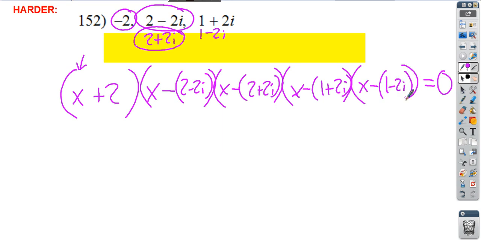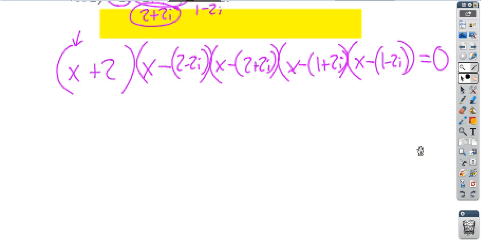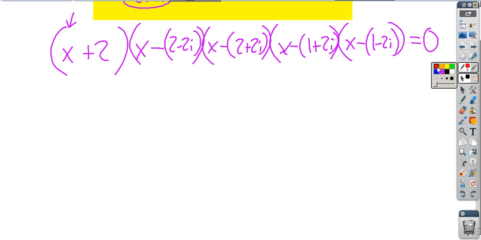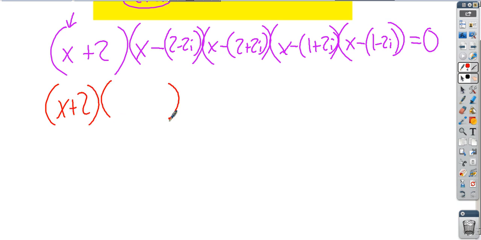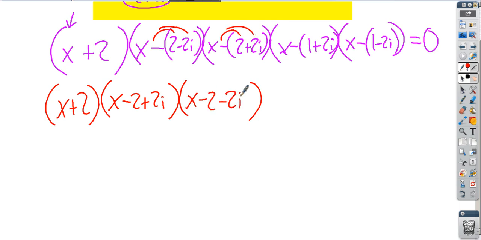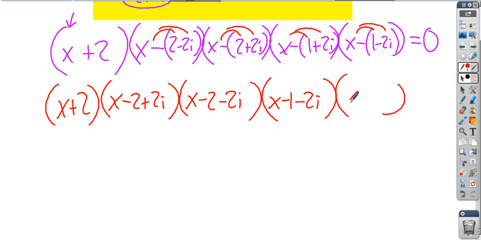Now, once we have that function, we can start to simplify by multiplying this stuff out. And it starts to get a little bit messy, but once you do it a couple of times, it's not so bad. So here's the strategy for both of these. Let's start with this one. We want to distribute the negative. So x minus 2 plus 2i. And this one, when it's distributed, becomes x minus 2 minus 2i. Same thing right here. When you distribute the negatives here and here, this comes out to be x minus 1 minus 2i, x minus 1 plus 2i.